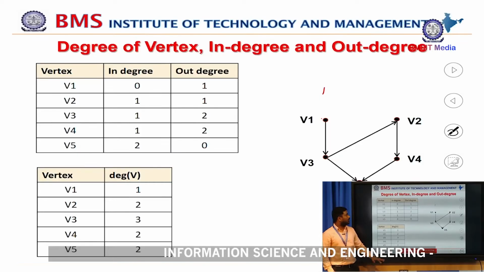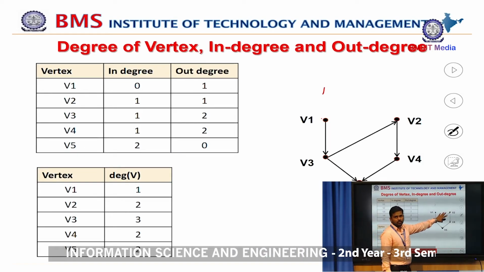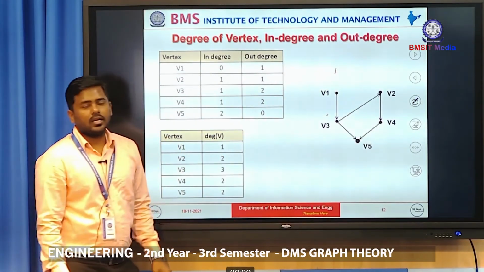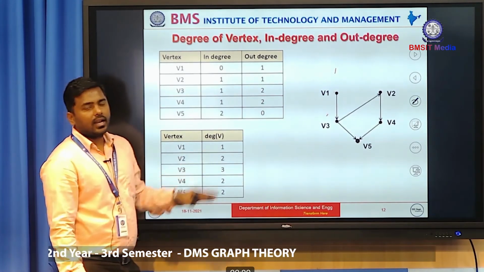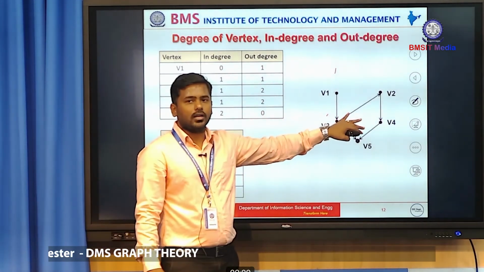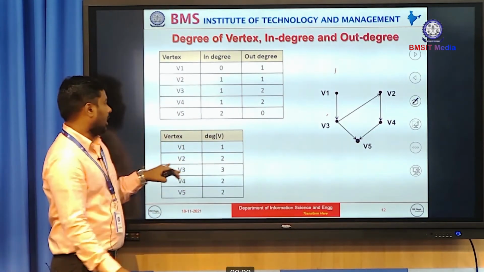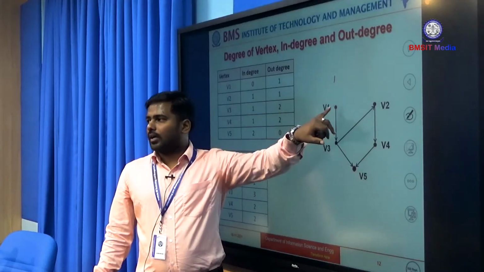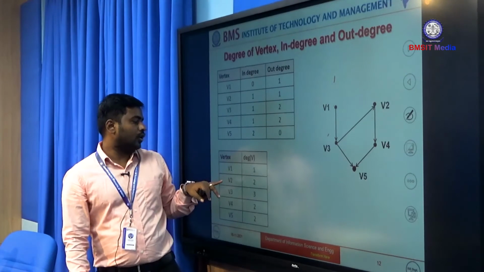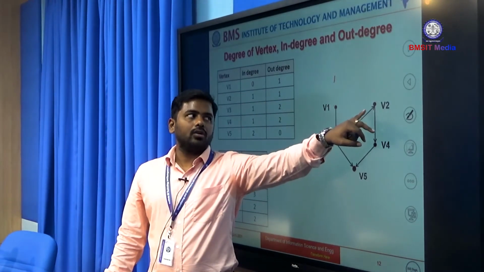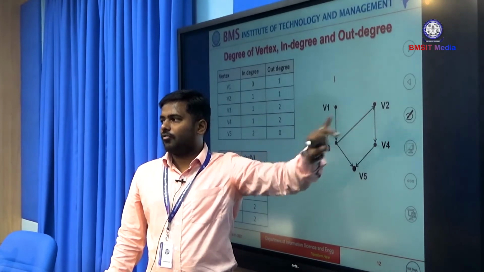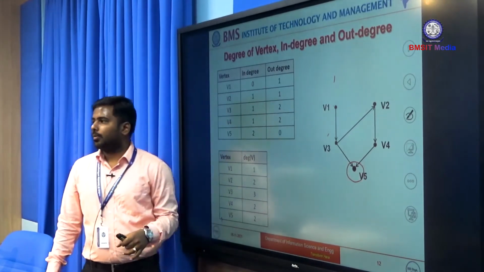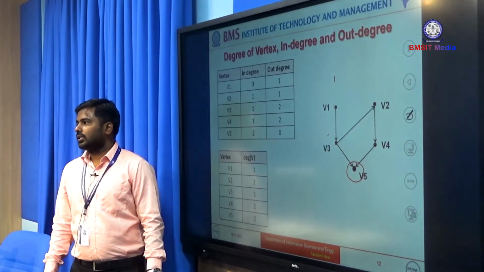Suppose a graph does not have any direction on the edges. Then what we call it is the degree of vertices. There is no in degree and out degree, because directions are not there on the edges. In that case, the degree of vertex V1 is 1, because one edge is incident on vertex V1, and the degree of vertex V2 is 2, because two edges are incident on vertex V2. Similarly, the degree of vertex V5 is 2, because two edges are incident on the vertex V5.